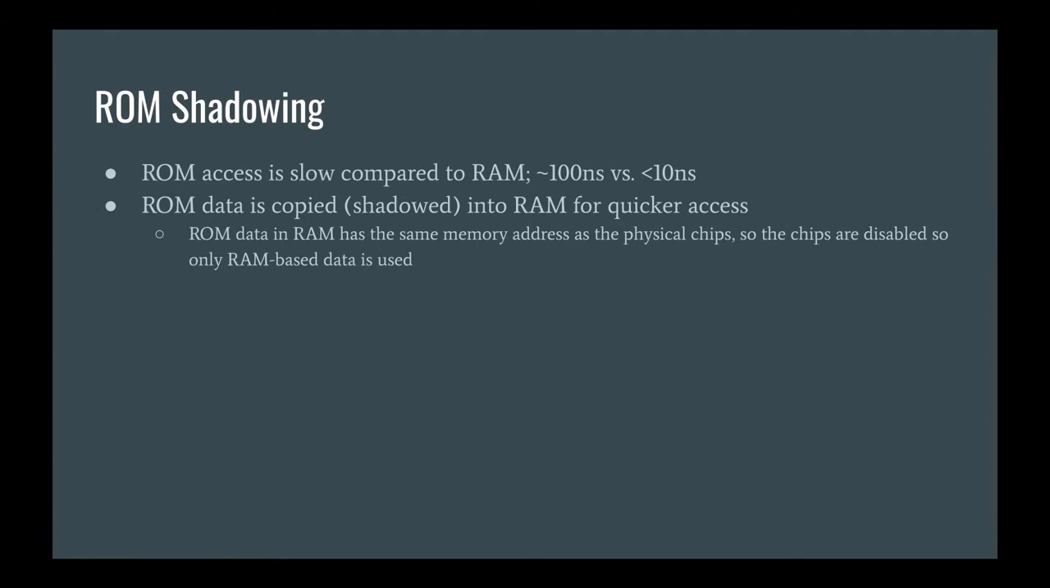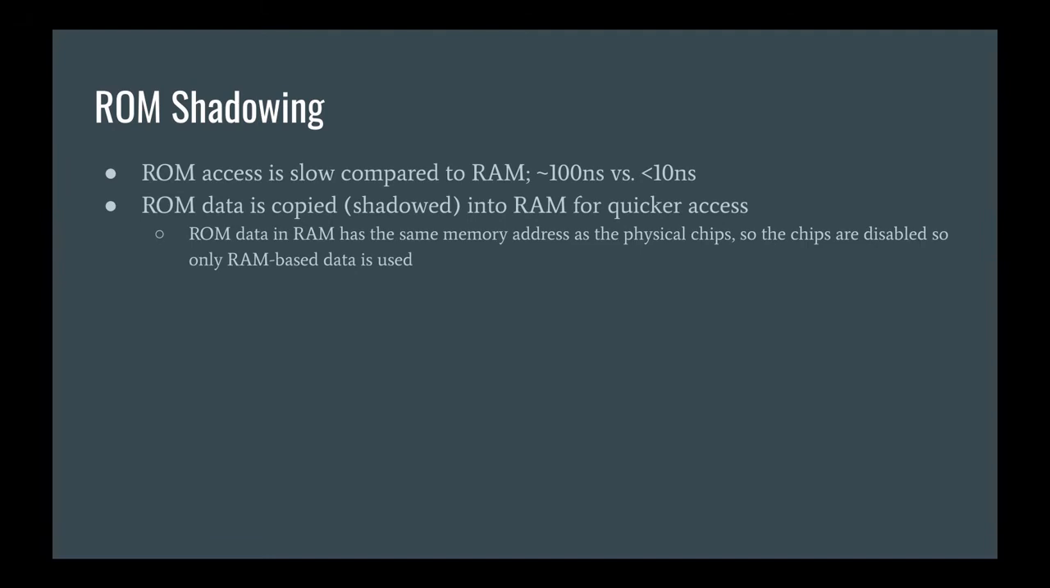Before we do that, I want to talk about ROM shadowing and why it's used. A ROM chip is very slow compared to RAM, your normal memory that you use for your computer. We're talking about 10 times slower than RAM for accessing a ROM, and that's just how the chip is designed. It's not designed to be very quick.